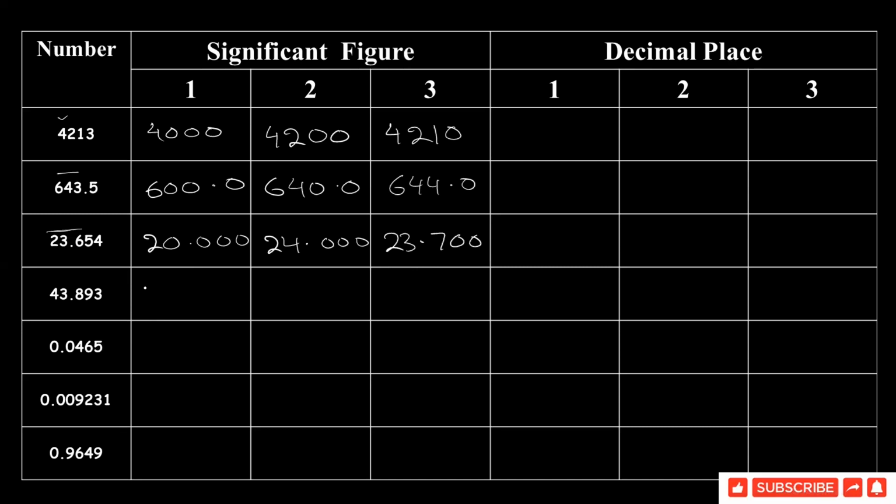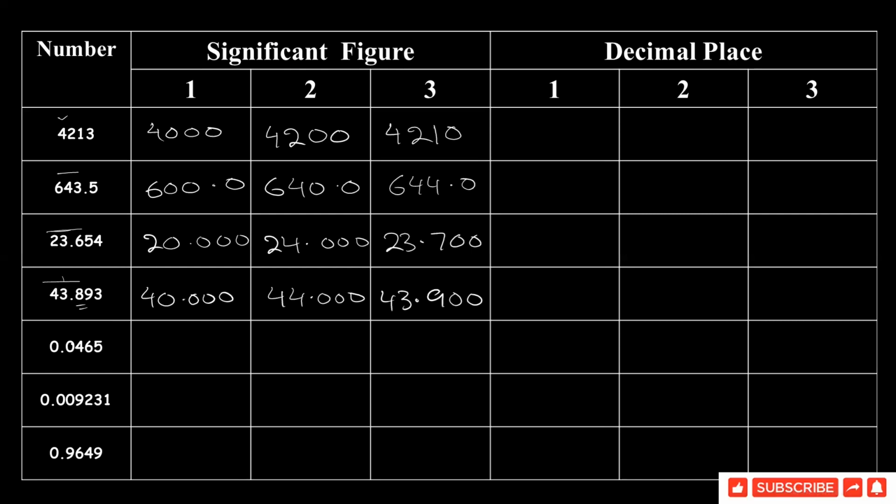43.4. Now again 3 here. So we make it 40.000. This one is 43.98. You got it? Because 8 is greater than 5 and when we discard these numbers, it becomes 1 plus here and this becomes 44.000 because it's 2 significant figures. Then the 3 significant figures are now coming up. So it becomes 43.900.